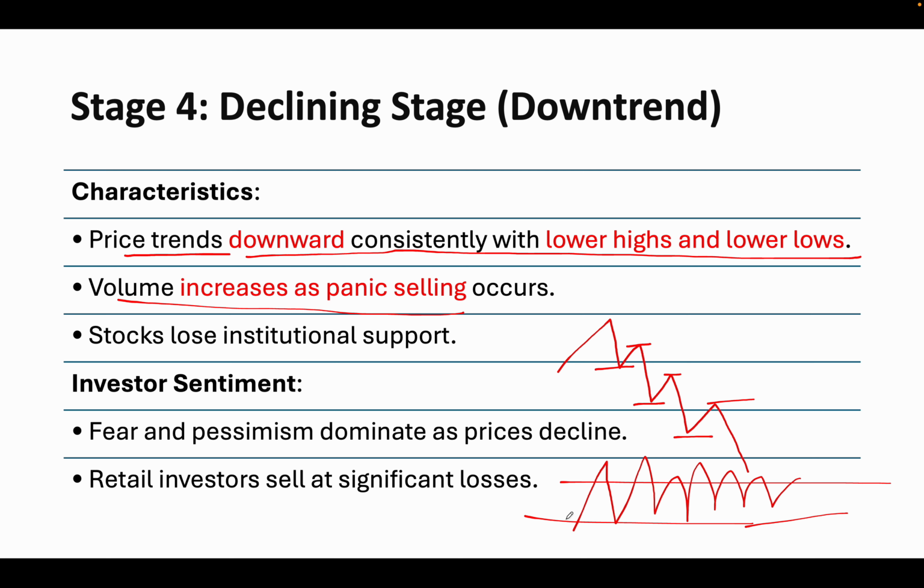Okay, and it loses the institutional support. No institutional investors are buying it. There is fear, pessimism is dominating. Usually the moving averages are like this. So price will eventually come above for some time, but most of the time price will be below this 30-week moving average.